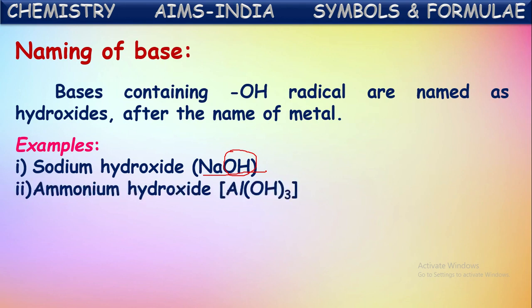Okay. If we say aluminium hydroxide, in this also there is a hydroxide radical, the OH radical. It can be named by putting hydroxide at the end of the aluminium metal's name. So it is pronounced as aluminium hydroxide.